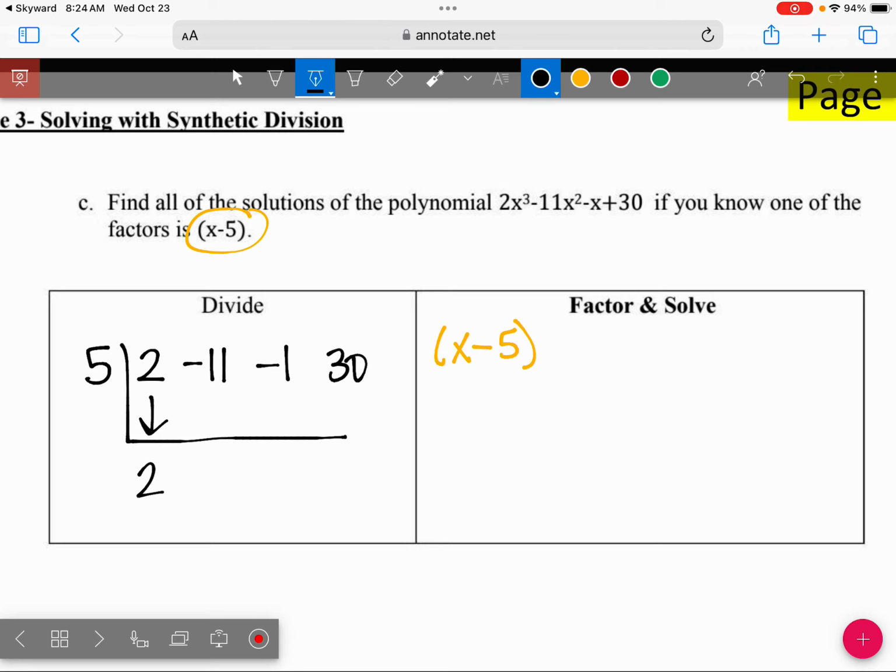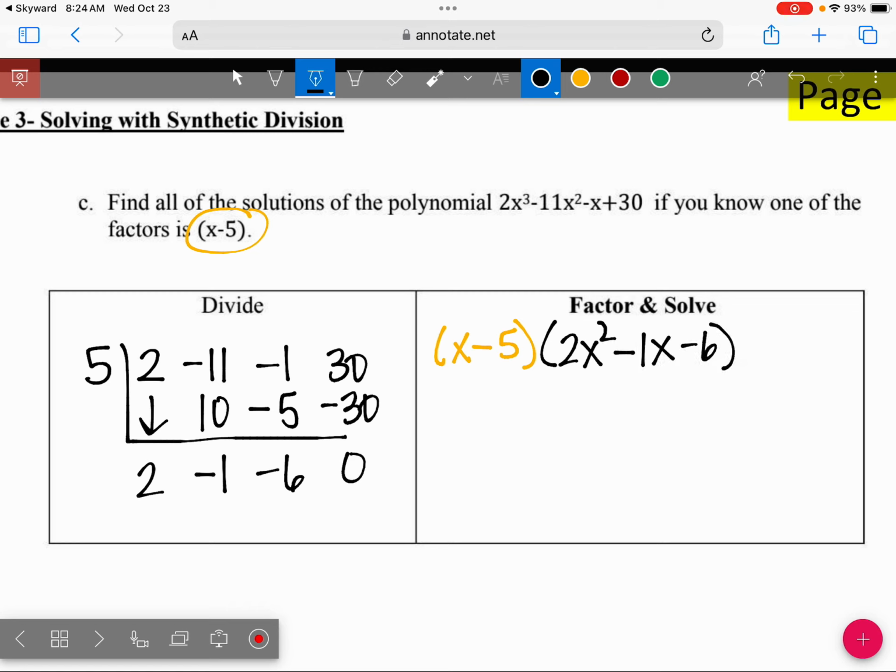Okay, so we got 2 times. Who ended with a 0? All right, good. 2 times 5 is 10. When you add, you get -1. -1 times 5 is -5. When you add, you get -6. -6 times 5 is -30. When you add, you get 0. So that would be 2x squared minus 1x minus 6. So this is A, B, and C.